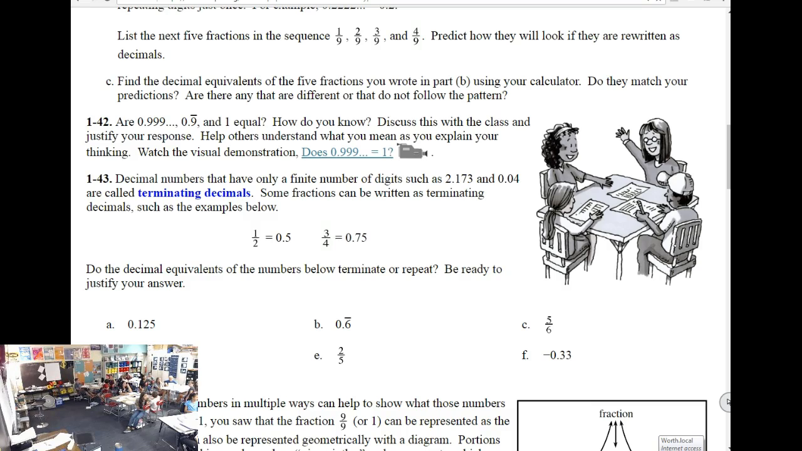Now I go half again. Now I go half again. Now I go half again. I go half again. Am I ever going to make it out the door?